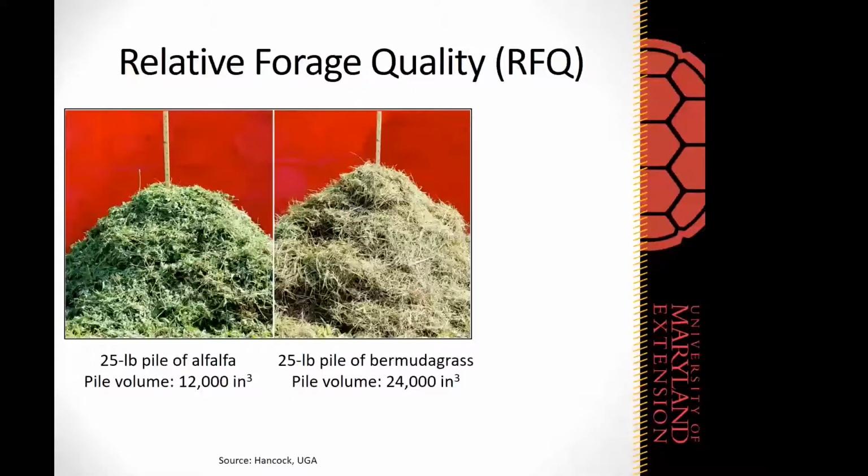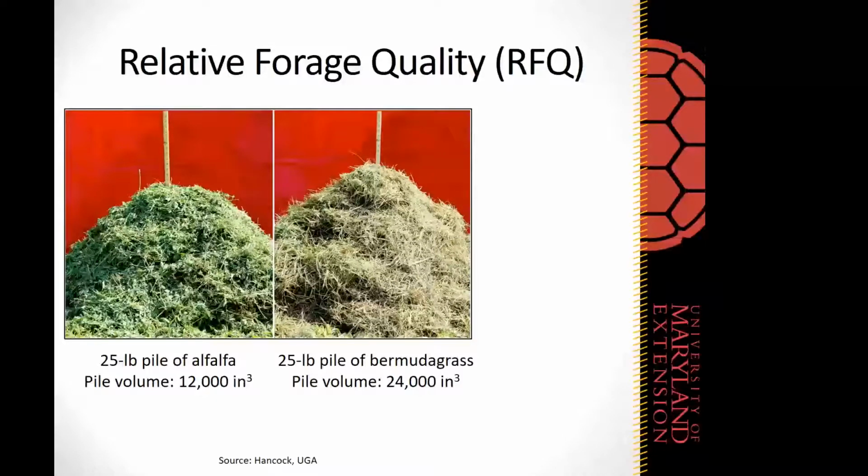And so if we talk just a little bit about RFQ, for comparison's sake, here on the left-hand side, you can see we have a 25-pound pile of alfalfa forage. And you can see the volume there, measured of that pile. And on the right-hand side, we have a 25-pound pile of Bermuda grass. So same amount of weight in each of those piles, but you can see that the volume of that Bermuda grass pile is a lot bigger. So it took a lot more forage to get to that 25 pounds. So we have a bigger volume.